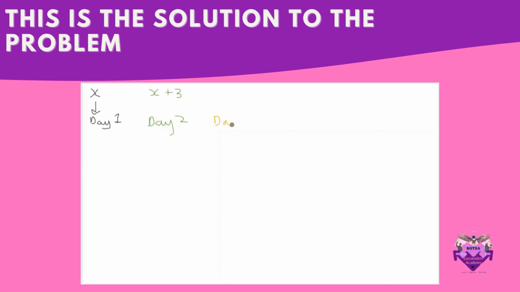So on day 3, they said again he sold 3 tickets more than the previous day each day. So if he sold X plus 3 on the second day, how many tickets do you think he sold on the third day? X plus 3, which is the same amount as day 2, plus an additional 3. So technically he sold X plus 6, but we're just doing this in broken form to make sure you are understanding, right? Because understanding is essential.